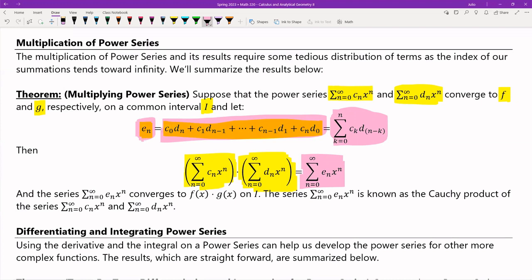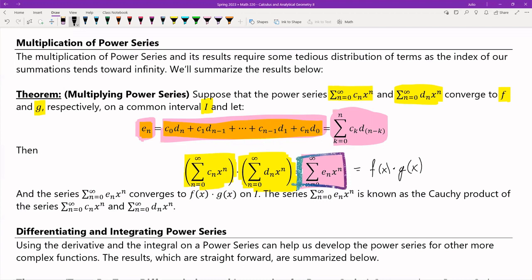And more importantly, this power series that you found is going to converge to f of x times g of x. There's something in there from the book. That multiplication of two series is what's called the Cauchy product. You don't really need to know that for now. It's a nice word that you get to throw around the kitchen table. That's it.